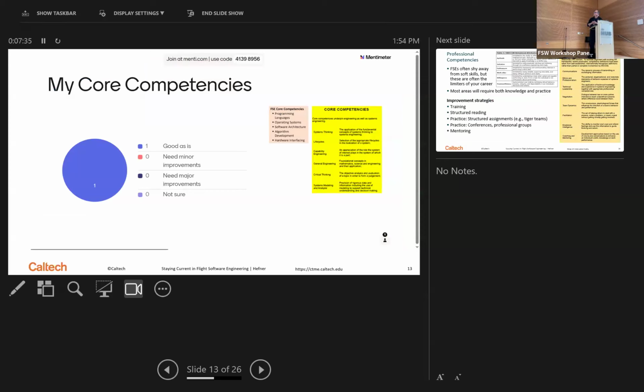It works here, but how many people think their core competencies are probably okay as they are? How many people think they need some minor improvement? Okay. How many people think they need some major improvement?